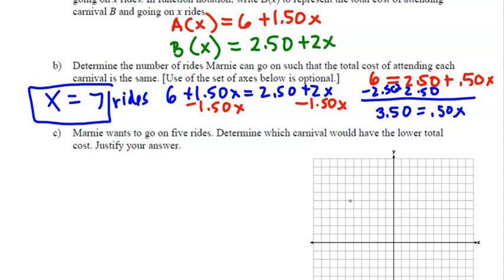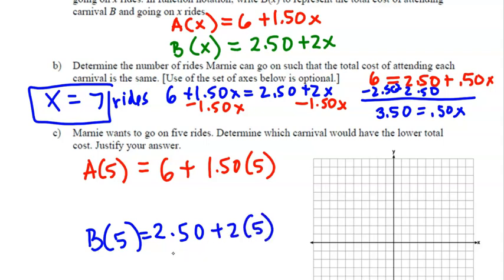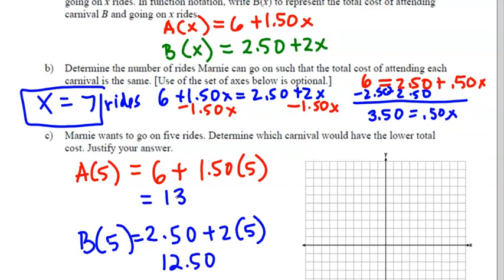Let's see, letter C. She wants to go on the ride with 5 friends, determine which carnival would have the lower total cost. Okay, well, if you go to Carnival A with 5 friends, sorry, wants to go on 5 rides, then it's going to cost 6 plus $1.50 times 5. And if you go to Carnival B, 5 rides is $2.50 plus 2 times 5. So this one here is 10 plus 2.50 is $12.50. And this one here is 6 plus, this will be $7.50, $13.50.